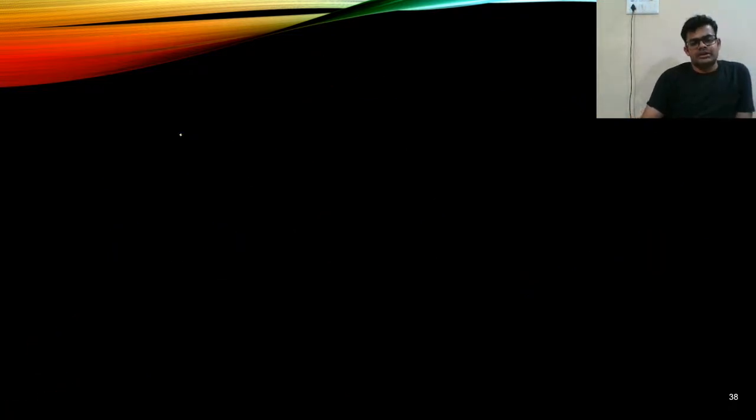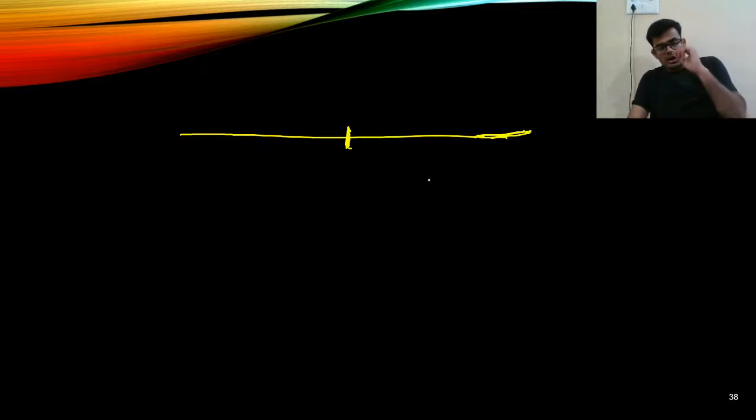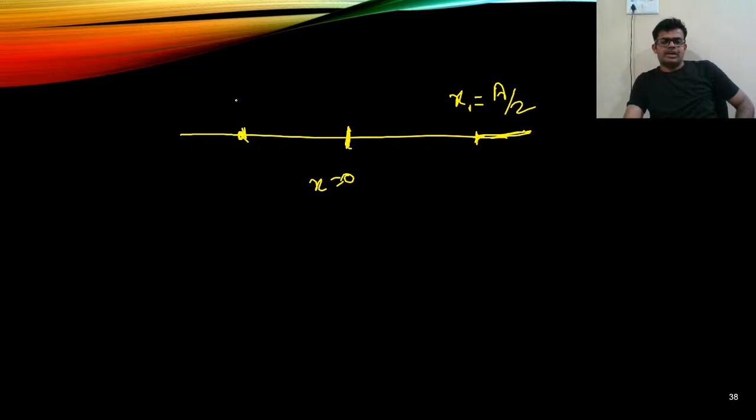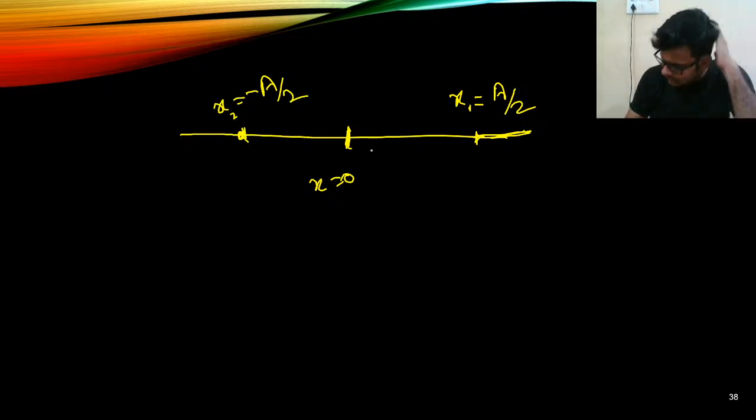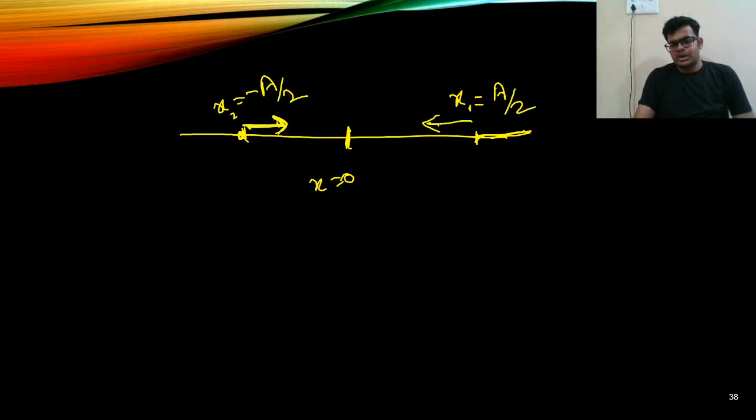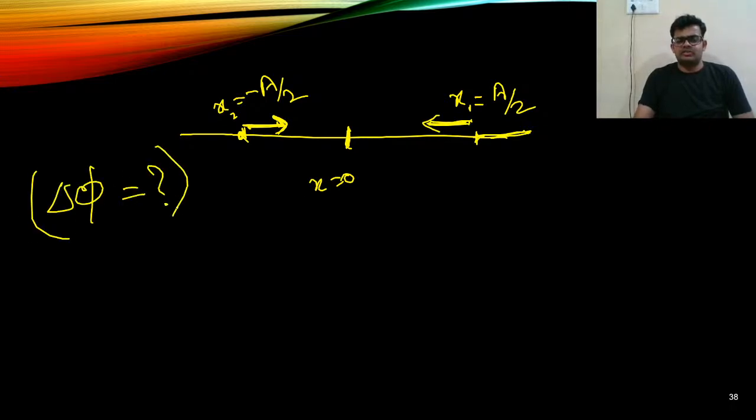Let's say I have two particles having motion about the same mean position. The position of the first particle is x1 equals a by 2, and the position of the second particle is x2 equals minus a by 2. These are the two positions given. The particle starts motion from the origin. The first particle is coming towards the mean position, and the second particle is also coming towards the mean position. Find the phase difference between both the particles.